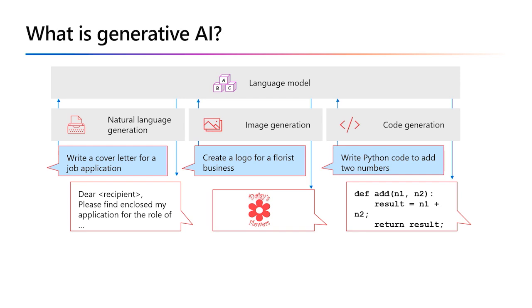Code generation. Some generative AI applications are designed to help software developers write code. For example, you could submit a request like, show me how to code a game of tic-tac-toe with Python, or write Python code to add 2 numbers together.